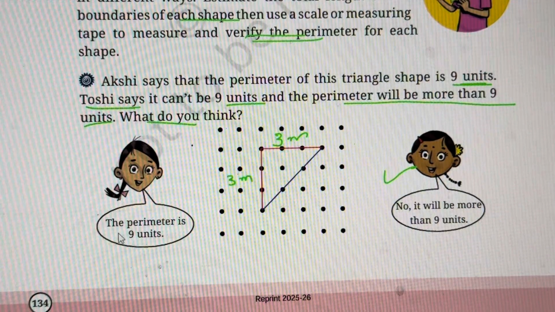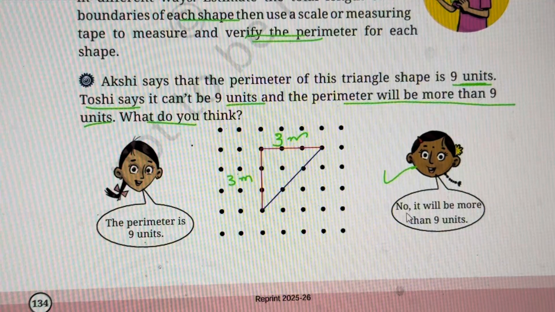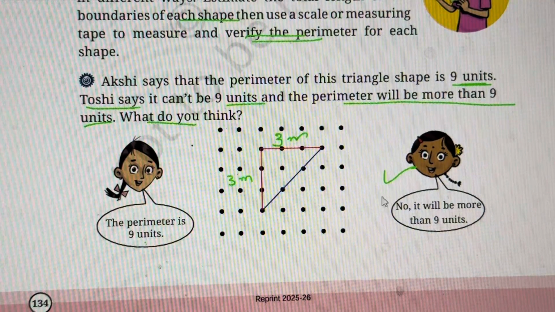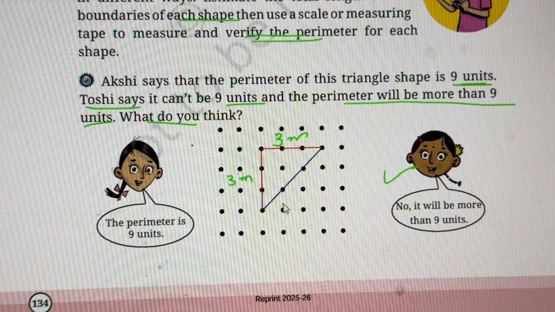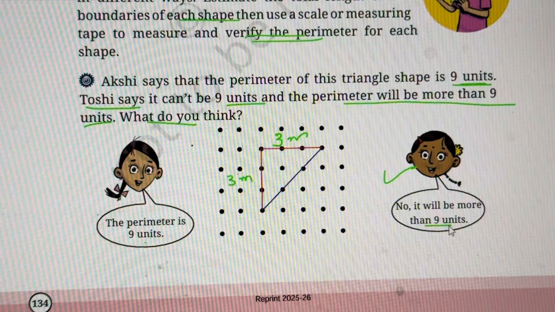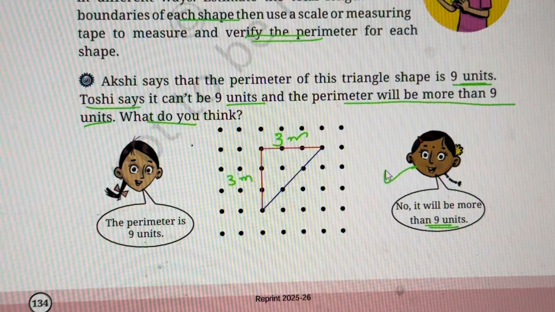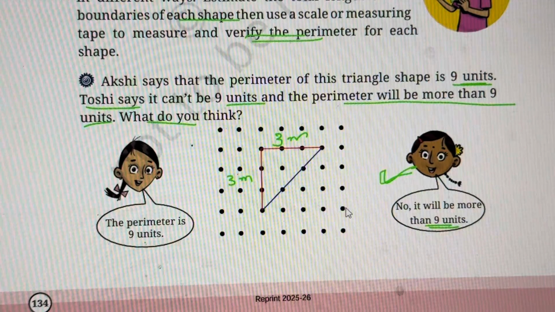So Akshi has a reason to say 9 units, while Toshi has given out the reason for this is a diagonal, so she is saying that it is more than 9 units, and Toshi is correct in this case.